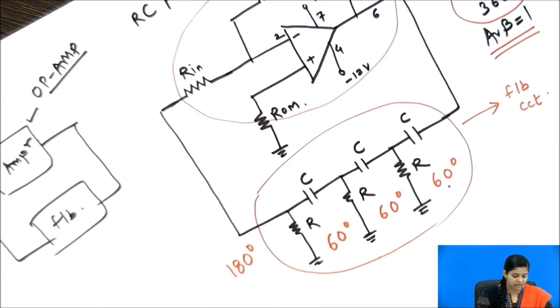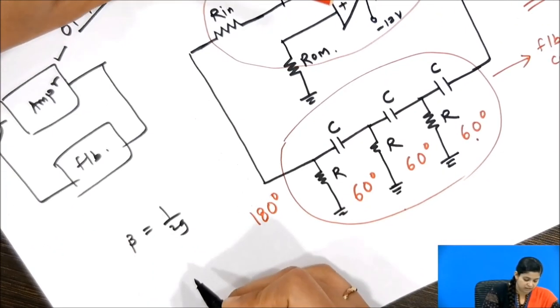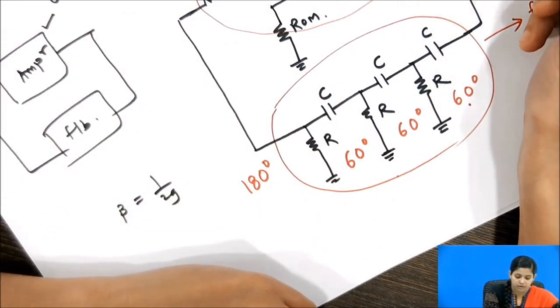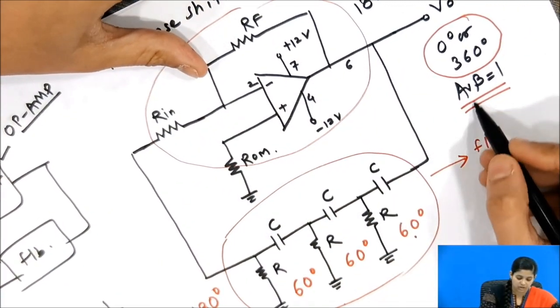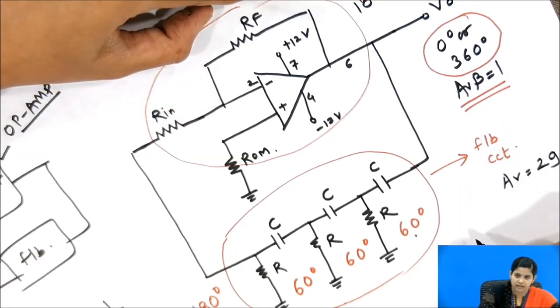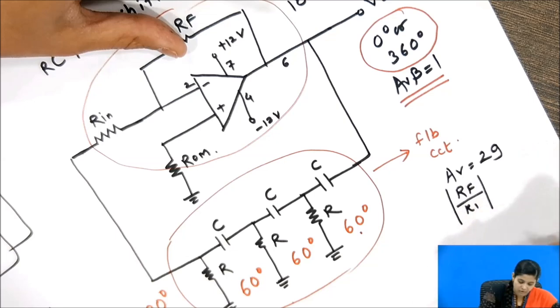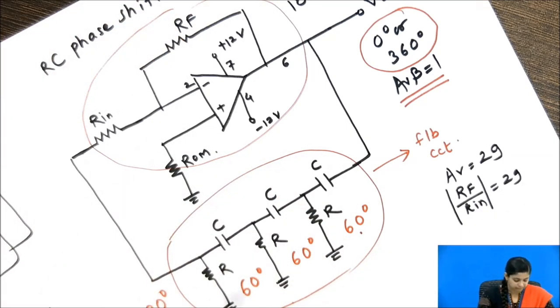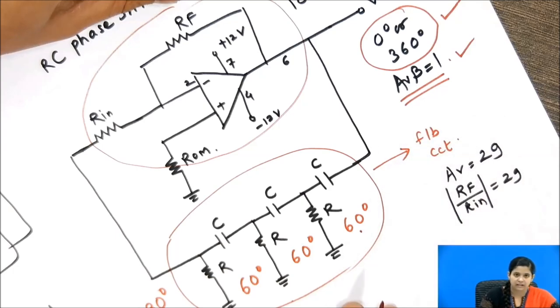According to the calculation, we will get an attenuation of 29. Here beta can be written as 1 by 29. We have to choose the values of RF and Rin such that the gain must be equal to 29, because AV into beta is equal to 1. So here the gain is considered to be 29, and accordingly we can design RF upon R1. We will consider the mod value of RF upon R1 equal to 29. Accordingly, we can design the values of RF and Rin.